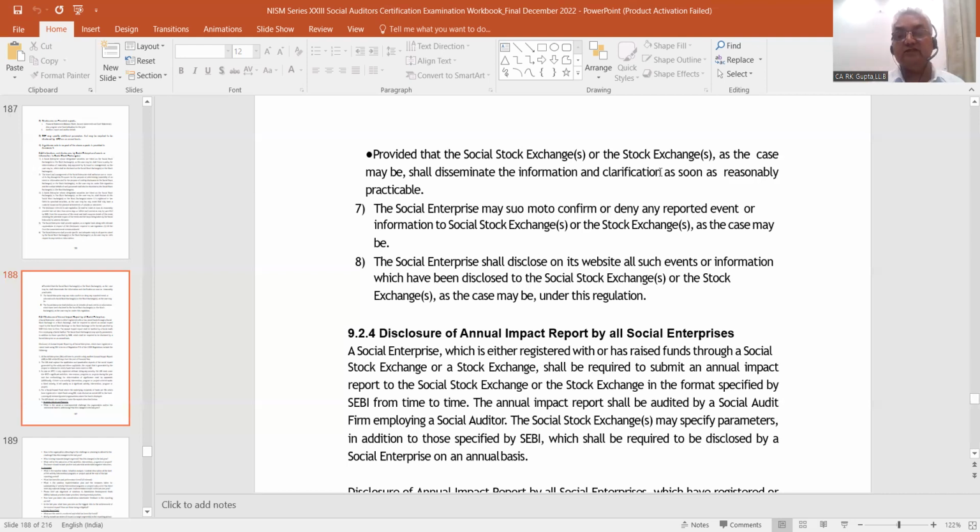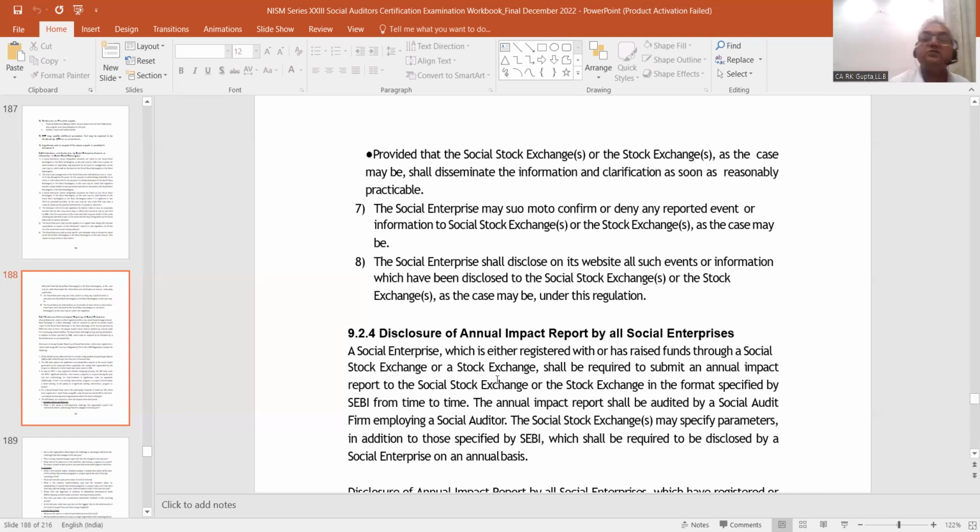A social enterprise which is either registered with or has raised funds through a social stock exchange. All these implications, these disclosure requirements, will be applicable only to the listed entities. In case of SEBI also, normally the provisions are applicable to those entities who have got themselves listed with the stock exchange. So similar is the requirement here.